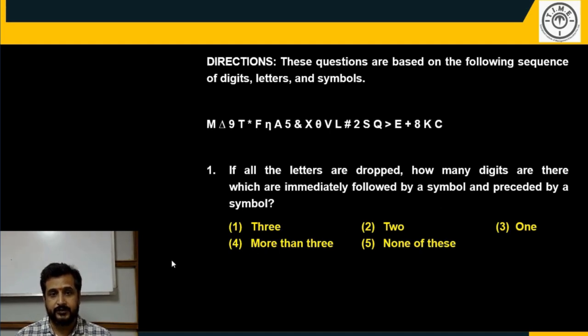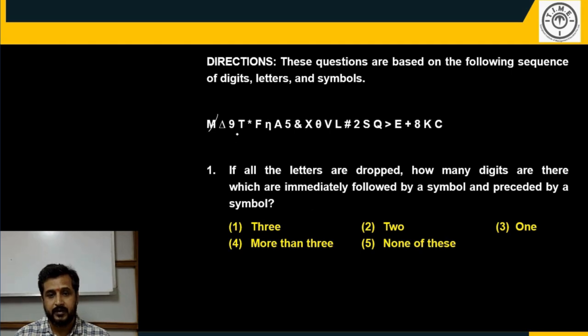Let's move on to the questions. These questions are based on the following sequence of digits, letters and symbols. So in this sequence we have the letters, digits as well as symbols. What is question number 1? If all the letters are dropped, how many digits are there which are immediately followed by a symbol and preceded by a symbol? First of all we have to drop the letters.